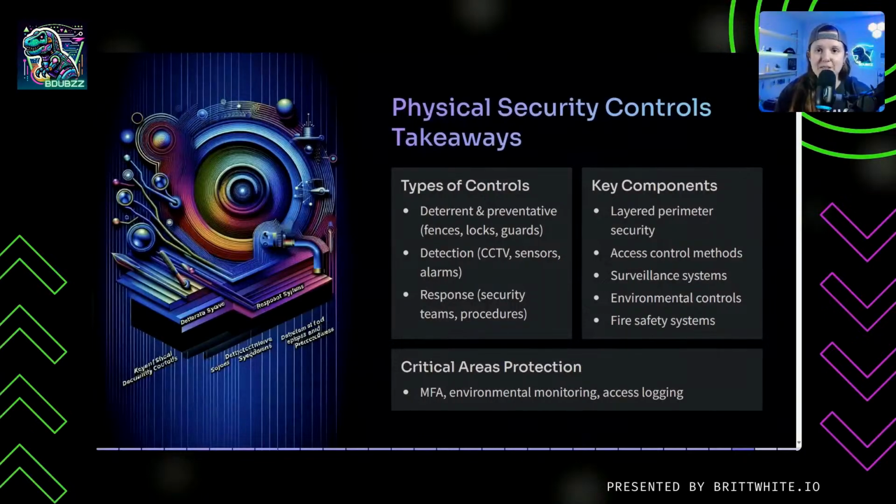Key components of physical security controls include perimeter security with layered defenses like fencing, lighting, and perimeter intrusion detection systems. Access control methods ranging from basic locks to biometrics and man traps. Surveillance systems with strategic camera placement and lighting. Environmental controls for temperature, humidity, and power management. And don't forget the fire safety systems with prevention, detection, and suppression capabilities.